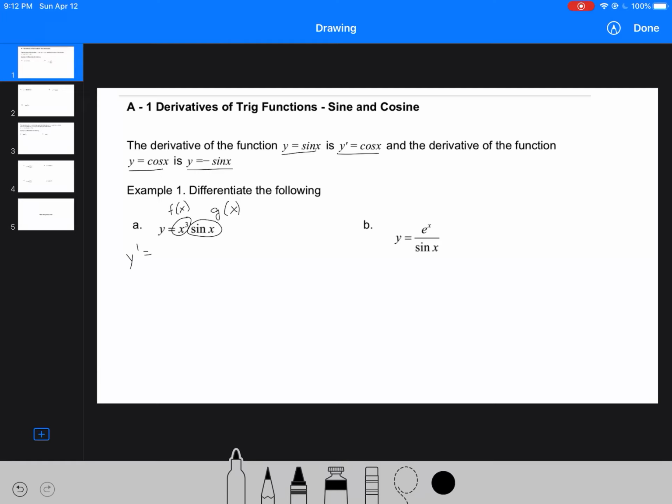So to do y prime, we are going to have g times f prime plus f times, here's our trig function, g prime. Then we can simplify this a little bit further by factoring out the x squared, and we can write it as x squared times 3 sine x plus x cos x.